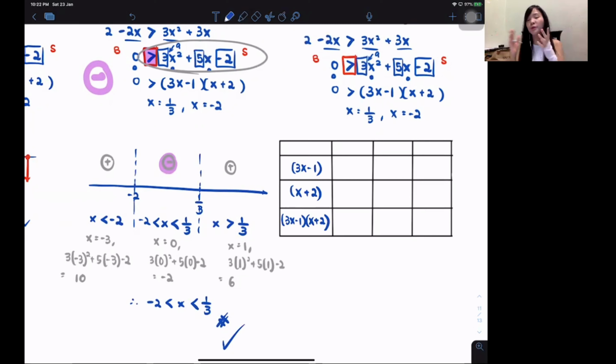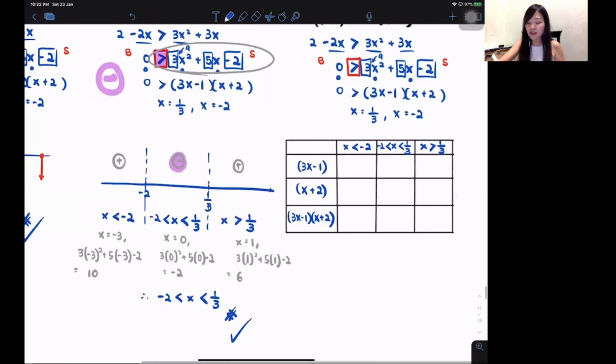Okay. How about the top row? The top row, you guys will write all the potential answers. So your answer, with 1 over 3 and negative 2, you are either smaller than negative 2, or bigger than 1 over 3, or in between negative 2 and 1 over 3. The bigger number always goes on the right, the smaller number always on the left. Now again, you guys will base on the possible column values and substitute inside.